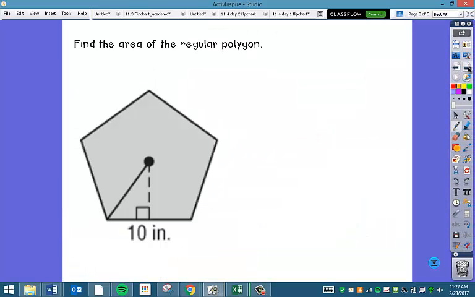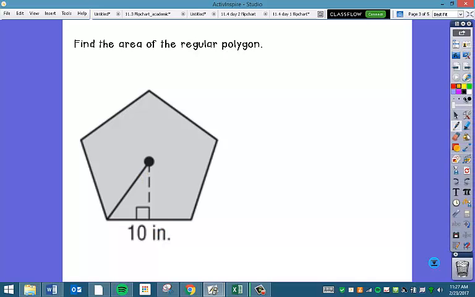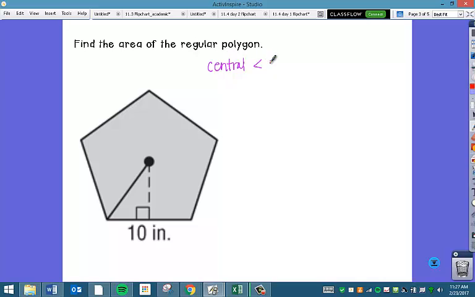Find the area of this regular polygon. This is a pentagon. It has 5 sides, and I want to find the area of this polygon. So I know one of the side lengths, but I don't know the apothem. So what I'm going to have to do is first figure out what this angle is. So I'm going to find my central angle by taking 360 and dividing it by the number of sides. So 360 divided by 5 is 72. And then take 72 and divide it by 2, which is 36. And that is how I get the measure of this angle. That angle is 36 degrees.